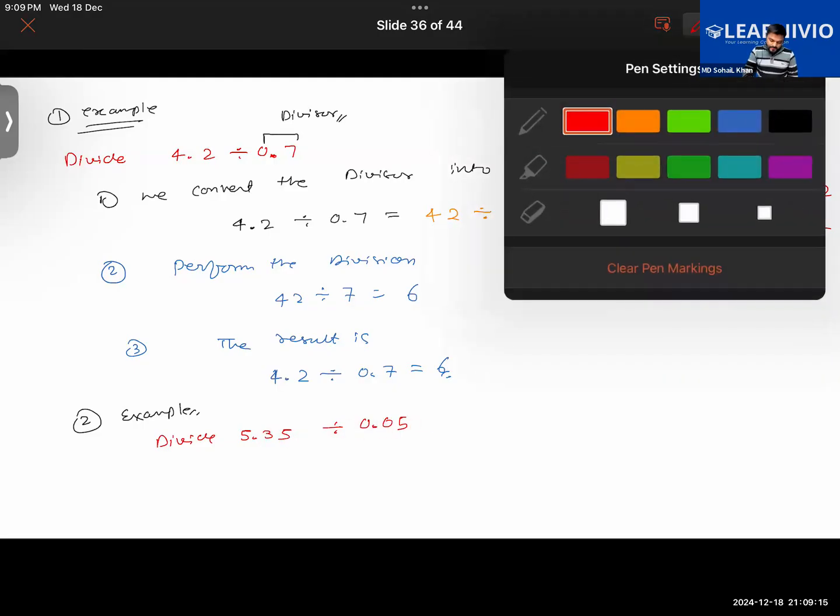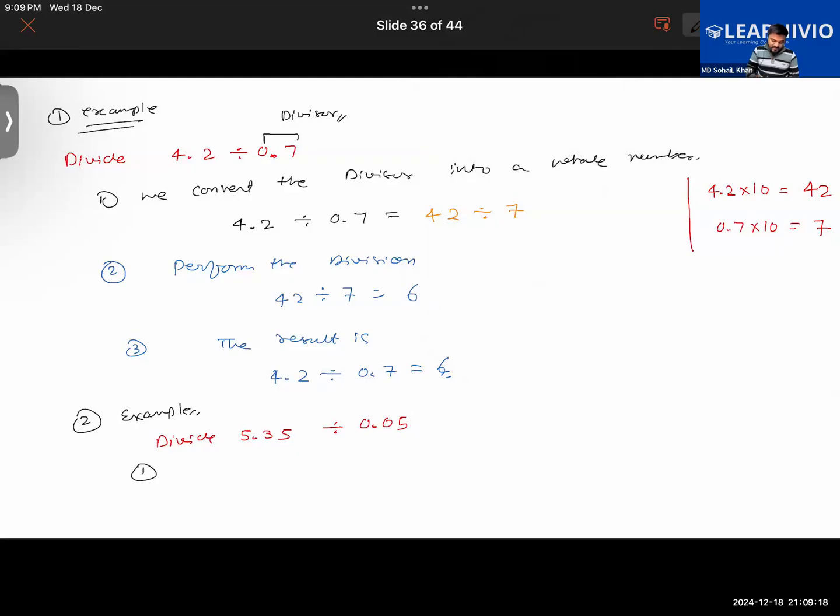Step number 1 was that we convert the divisor into a whole number, and we have seen that it has 2 decimal places. So 5.35 divided by 0.05, after having converted 5.35 and 0.05 by multiplying by 100, tell me what this value will be. Not 1000, only 535. Let me help you.